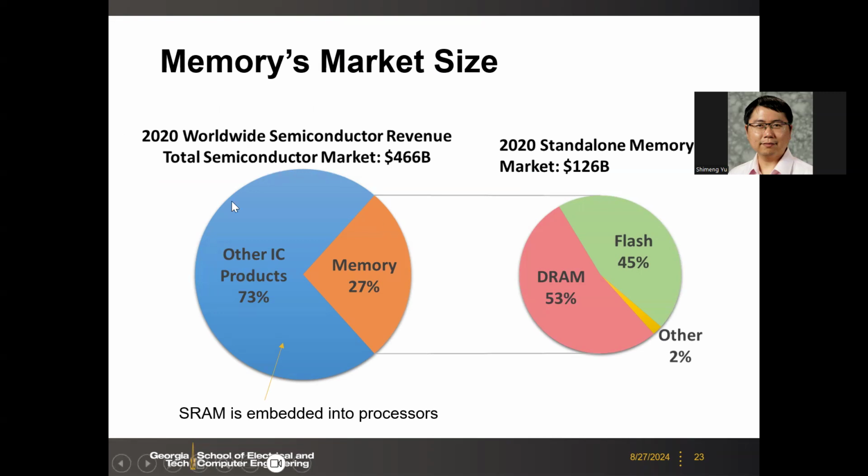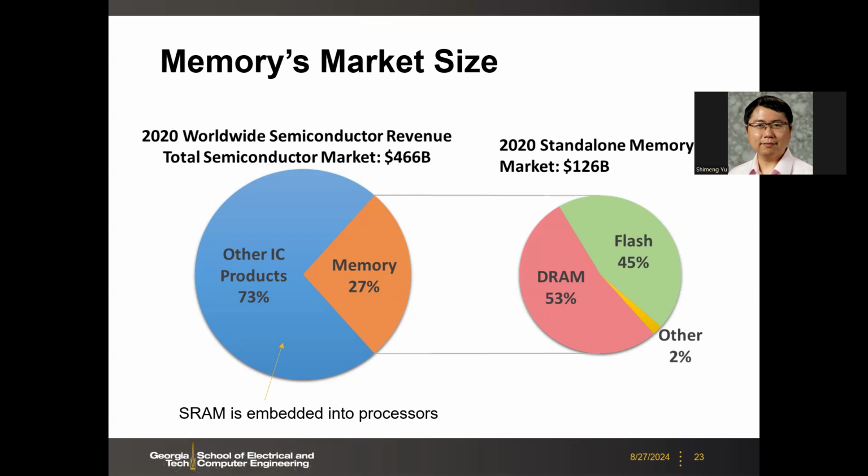And then if you break down the market into the standalone memory, here specifically we're looking at standalone memory like the DRAM and NAND flash. It's about 27%. And if you further break down the DRAM and flash, it's roughly half and half. So this is all about the market. And then you may wonder where is the SRAM?